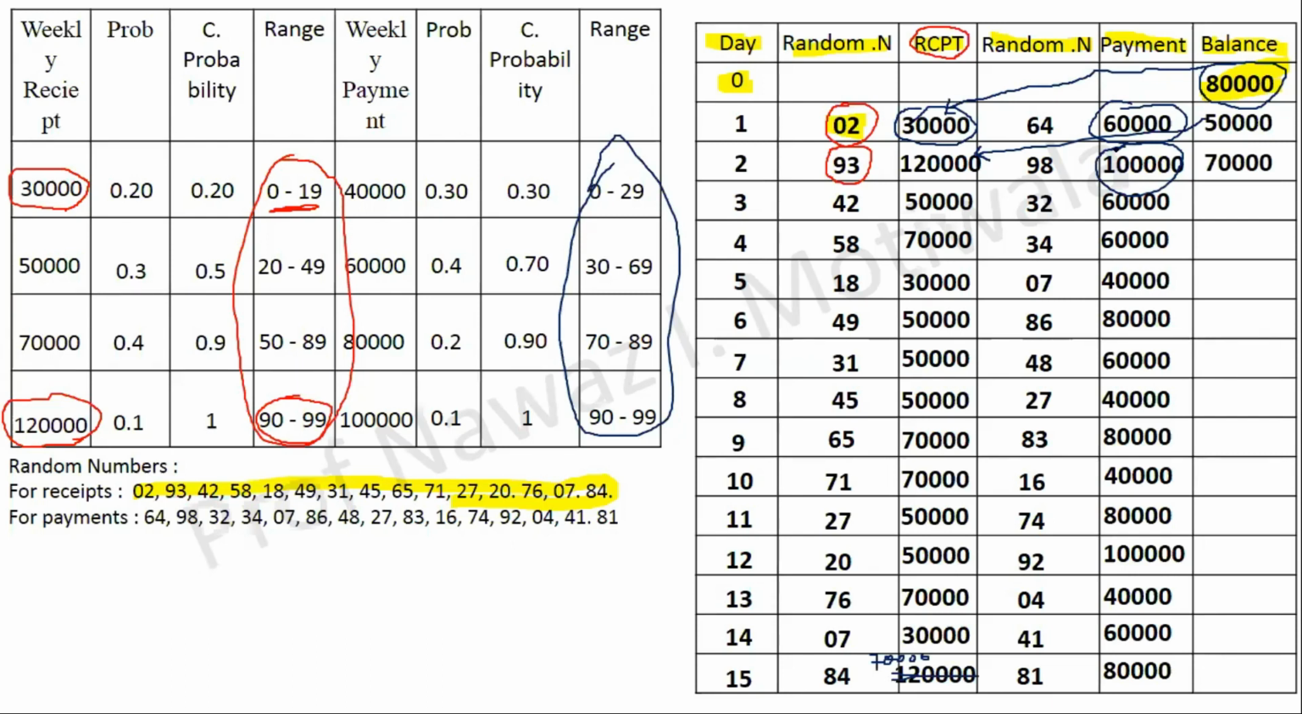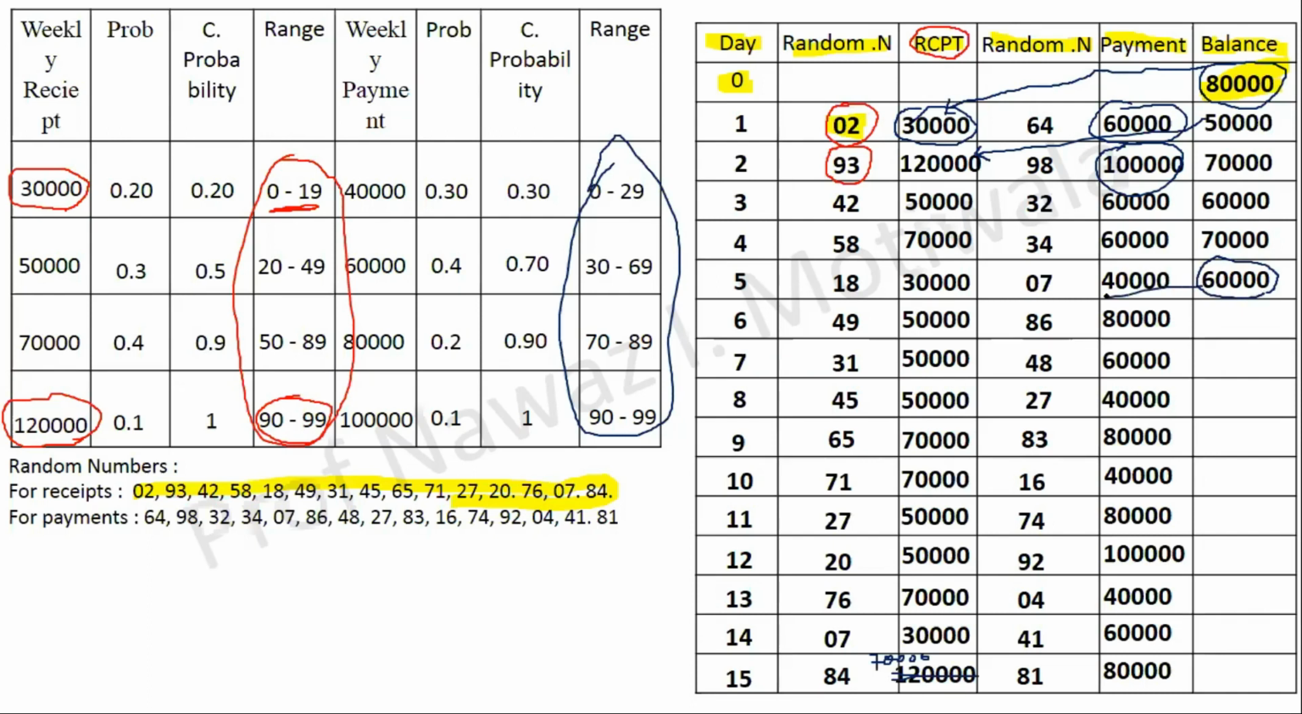Okay, so again take 2 minutes to complete this particular column. It's a simple logic. What balance you had on that day plus receipts minus payments. Okay, so let me check. So 60,000 was the balance at this particular day.